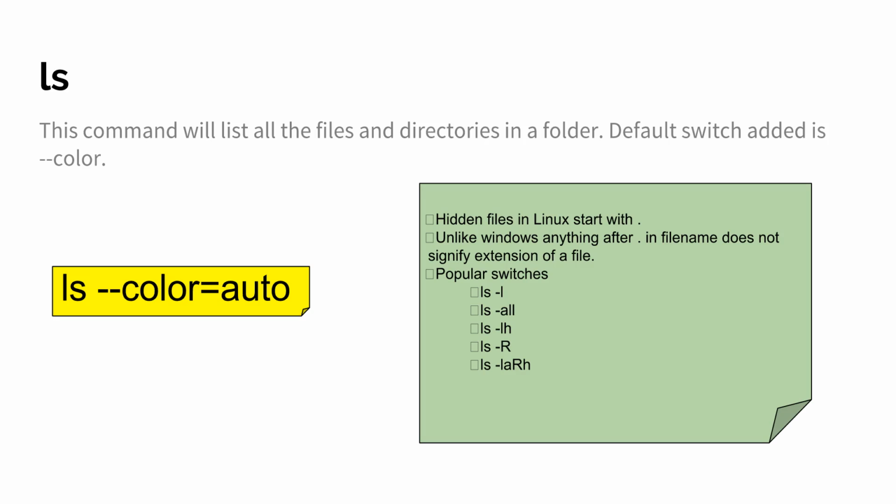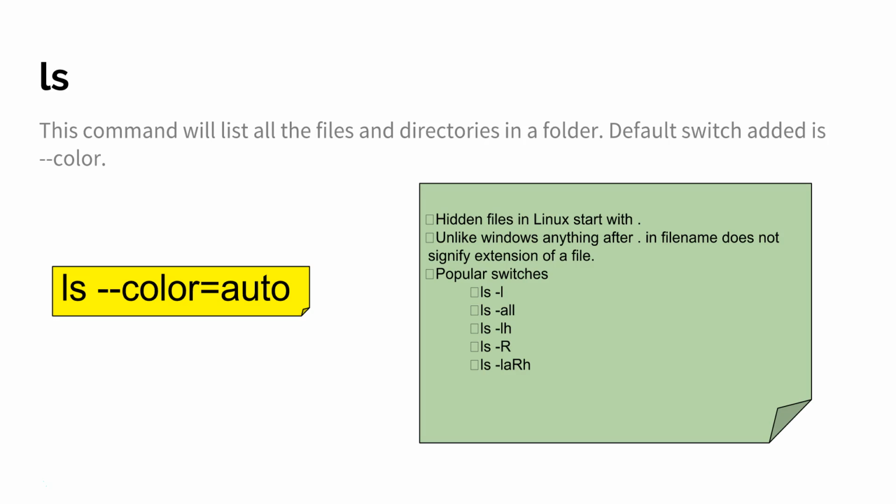If you want to see all the folders and files in the directory, just type ls. As we discussed in the previous video, it automatically adds the color switch, so it will show each item differently. We will see that in a demo. And as I mentioned earlier, in Linux, hidden files start with a dot. Unlike Windows, if a file has a dot, it doesn't signify an extension. Like .exe or .dll, these are just files for Linux. It's not any special type of file.